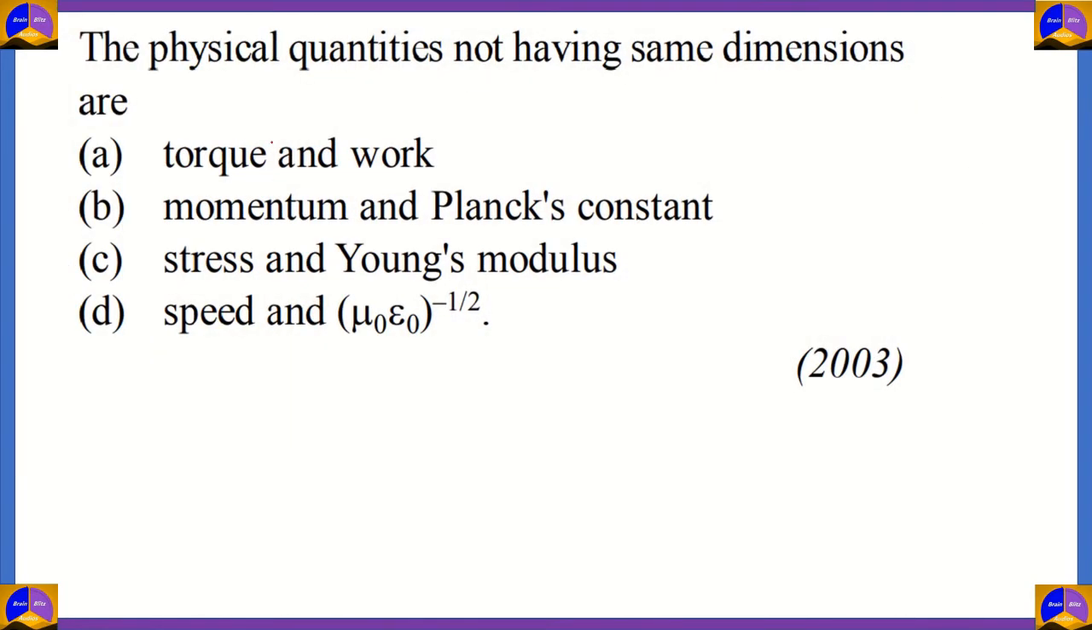Next question. The physical quantities not having same dimensions are. So here we have some physical quantities. We need to find out which of these do not have the same dimension. So option A, torque and work, is anyway incorrect because in the previous question we found out that both of them have the same dimension, which is ML squared T power minus 2. Now, among the given options, you have option D, speed, and mu naught epsilon naught raised to minus half.